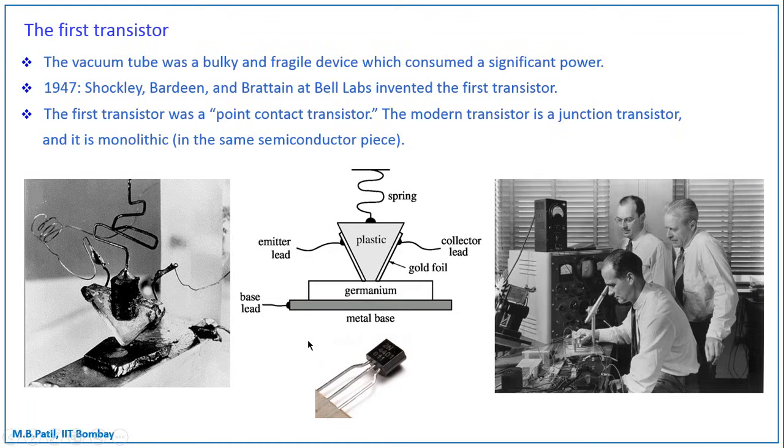The modern transistor looks very different. Here is a packaged device, and inside there is a single semiconductor piece which has all three, emitter, base and collector. So the emitter-base and base-collector junctions are all in the same semiconductor, and that is called monolithic.